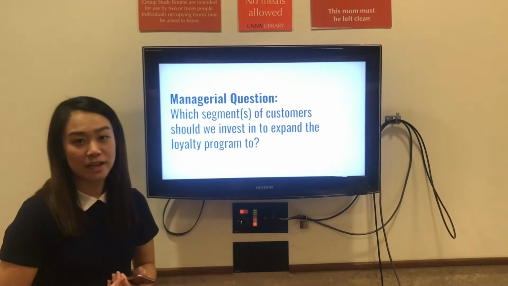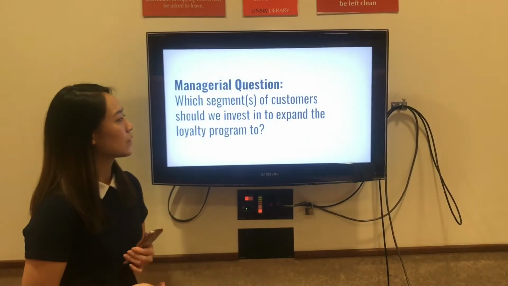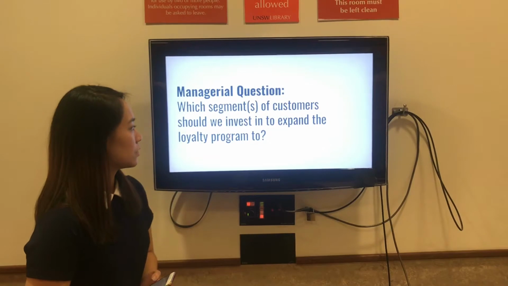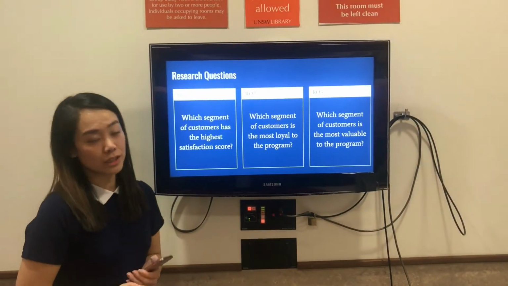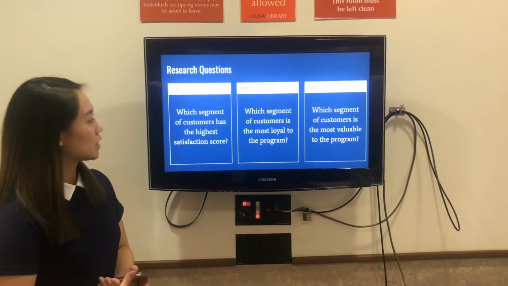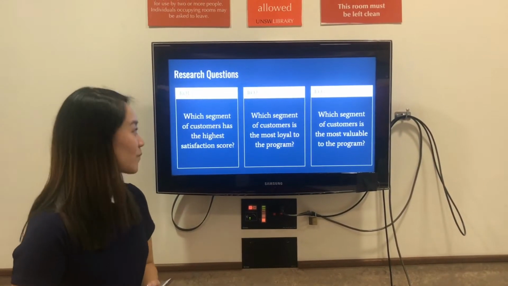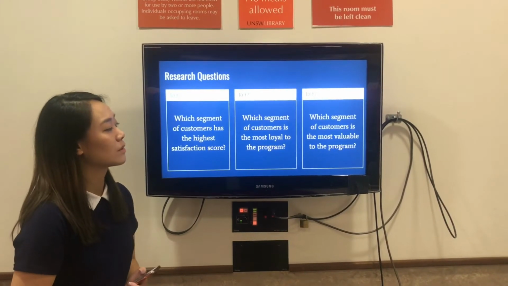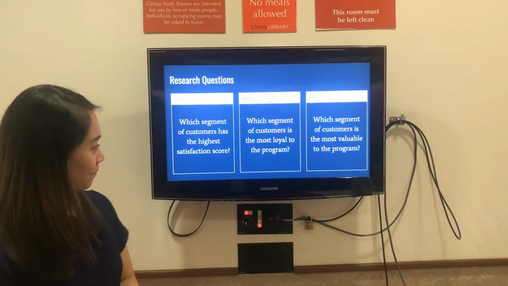So to assist her, we came up with one managerial question, which is which segment or segments of customers should we invest in to expand the loyalty program to? And in order to answer this managerial question, we came up with 3 research questions, which is which segment of customers has the highest satisfaction score, which segment of customers is the most loyal to the program, and which segment of customers is the most valuable to the program.